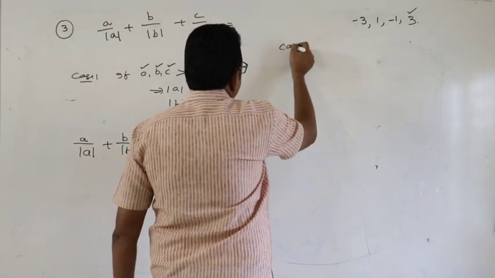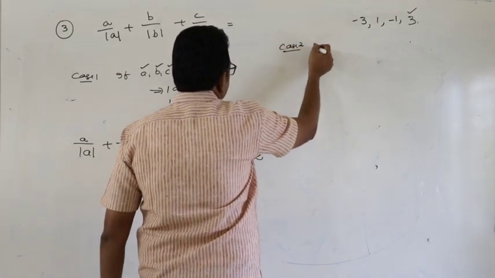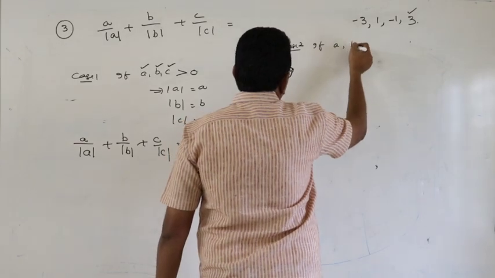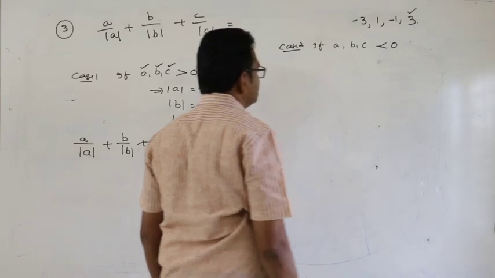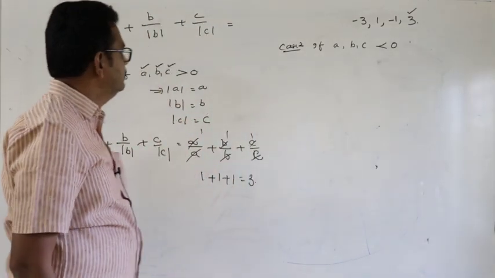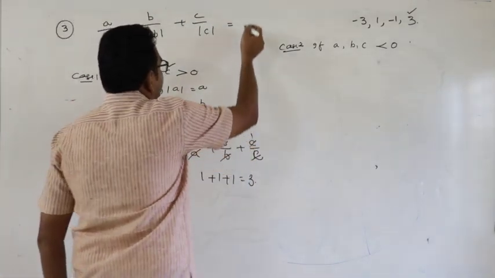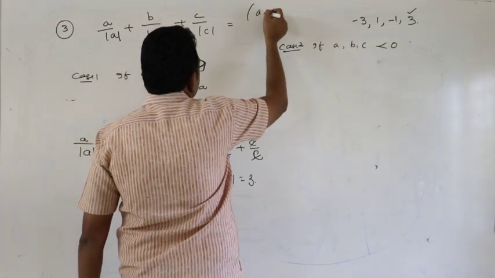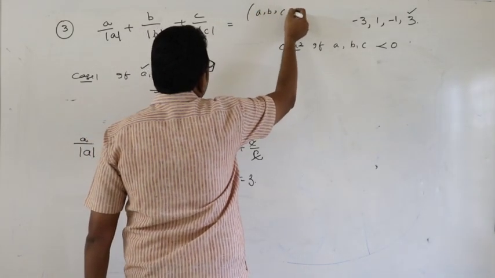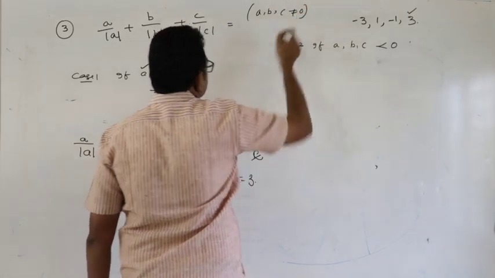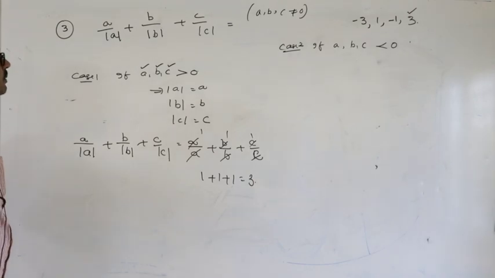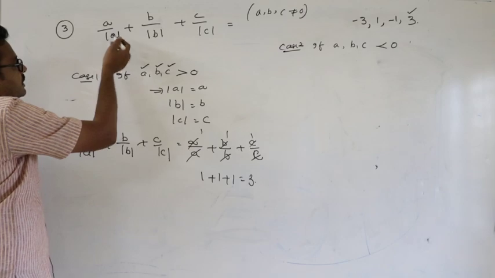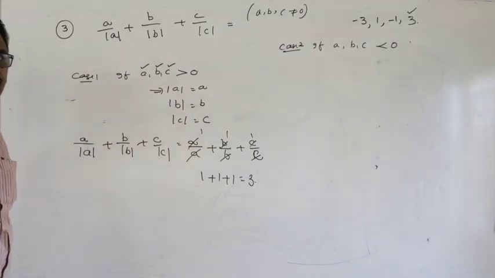Next one, case 2. If A, B, C, all three numbers, are negative, where the provided condition is A, B, C are not equal to 0. If A equal to 0, B equal to 0, C equal to 0, that means 0 by 0 form, which is not defined. These are all indeterminate forms.